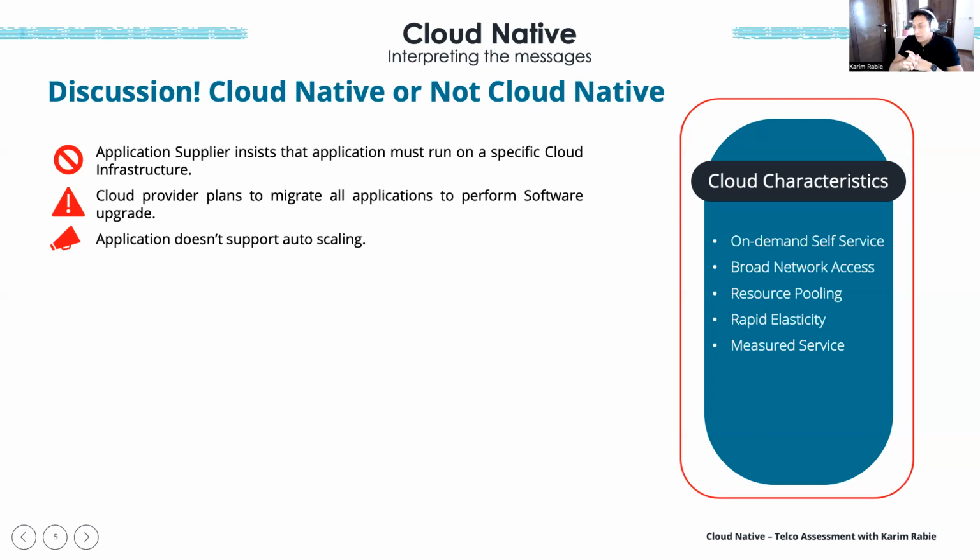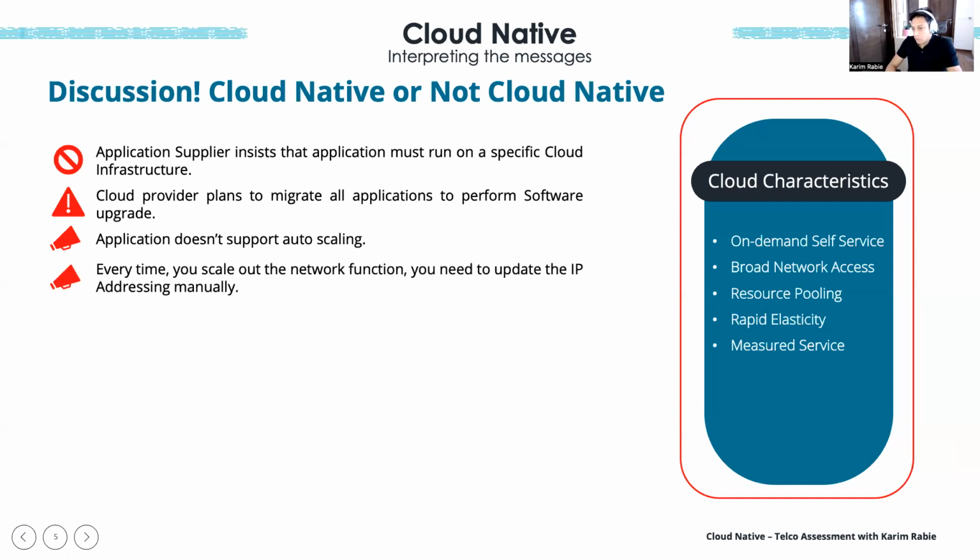You may get this message from the application supplier when he says, okay, the application does not support auto scaling. So how does this make it cloud native? Because for cloud native, you need to have this rapid elasticity, right? You need to adapt whenever there is an increase in the demand. You need to scale out. Whenever there is no demand, you need to scale in. So this is not a cloud native application.